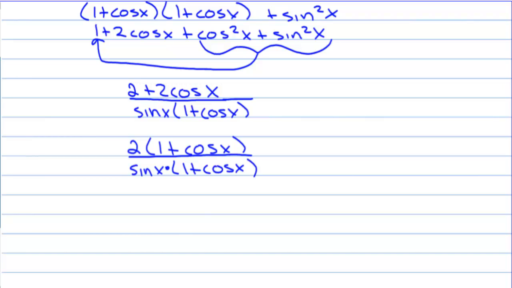Now, because this is a multiplication, we can cancel out all of the 1 plus cosine x. We have 2 over sine of x, and we don't like to leave it as a fraction if we can help it. And in this case, 1 over sine is the same as cosecant of x. So the answer is 2 cosecant x.